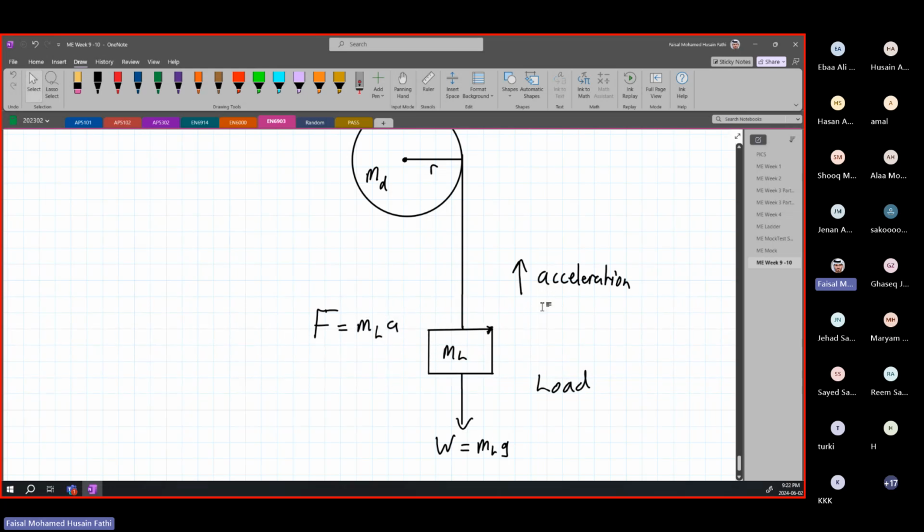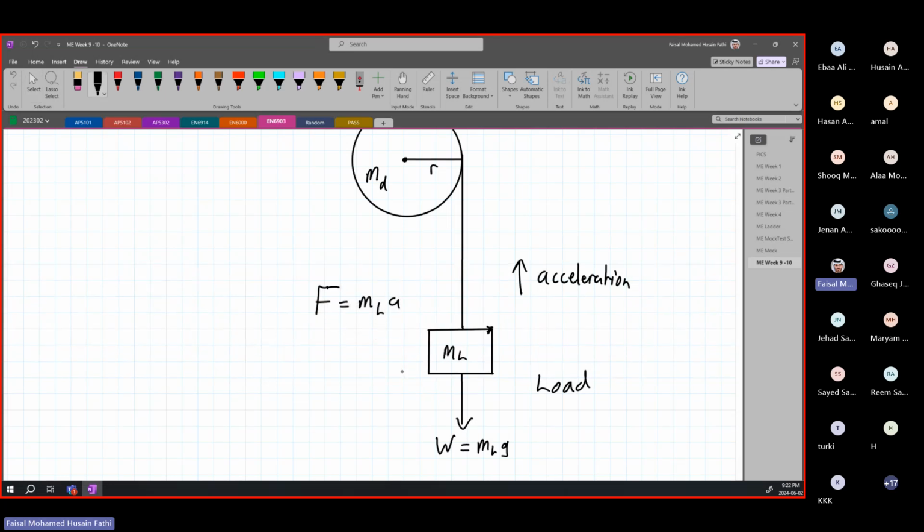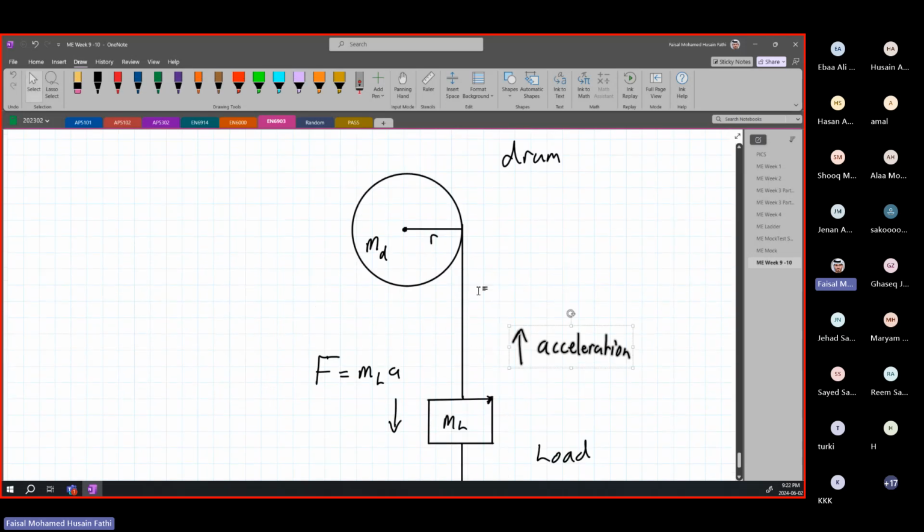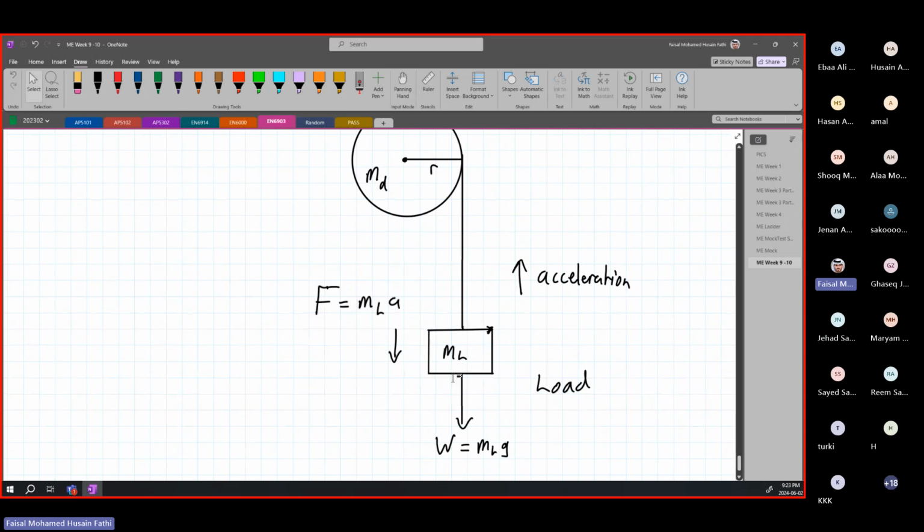All right, so if we're assuming acceleration is upward, this force due to the mass is going to be trying to push it back. This is the inertial force, basically known as the reaction force of this acceleration going up due to the pulley. All right, if this pulley is rotating to the left, or I should say counterclockwise, it is going to be pulling this mass up, and this is going to be acting in the opposite direction because it is the mass of the load itself that is trying to go down or trying to resist this acceleration.